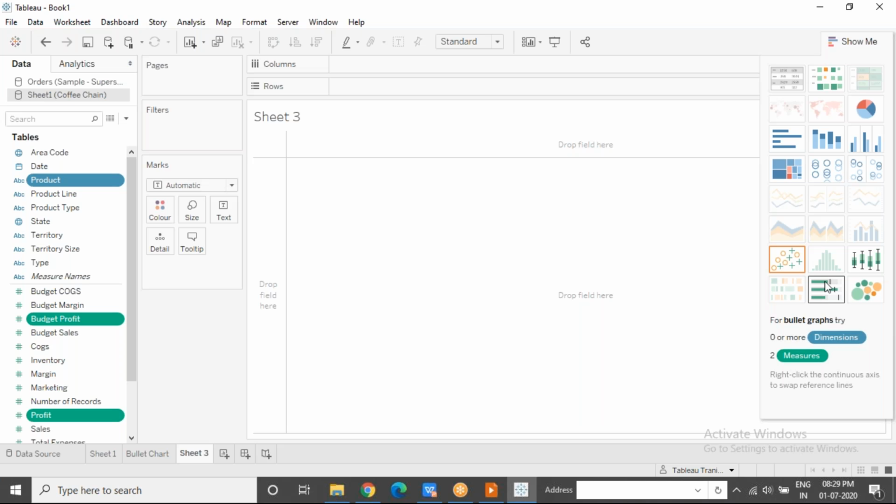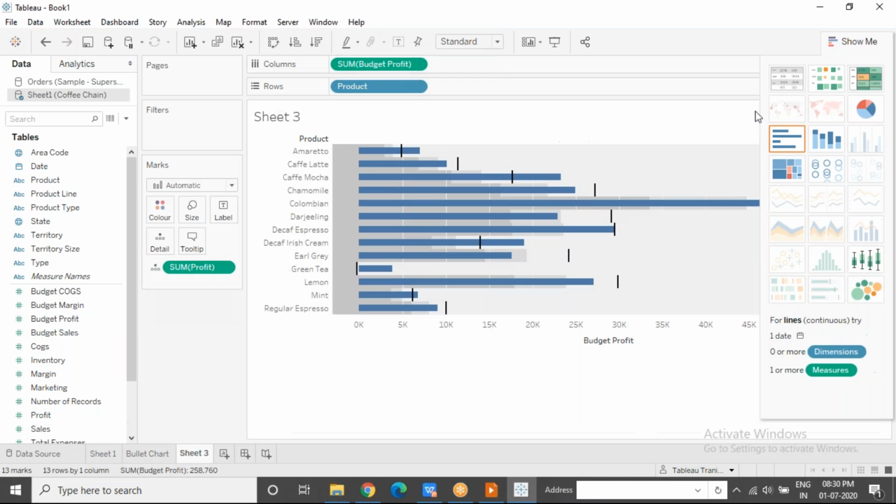Less than 2, you cannot create a bullet graph. More than 2, if you have, even then you cannot create a bullet graph. If you want to create a bullet graph, definitely two measures. Only two measures, not more, not less. So because I met the criteria, bullet graph is active. When I click on it, the chart is ready.